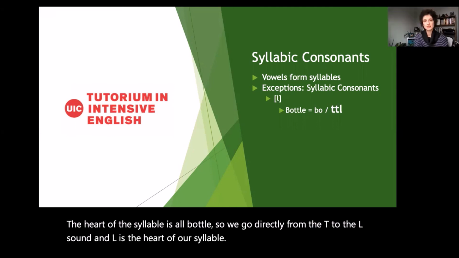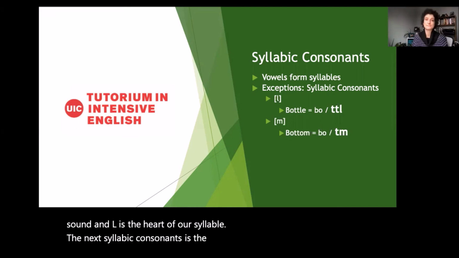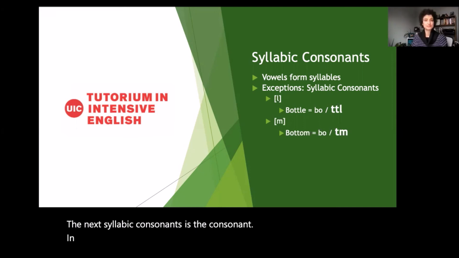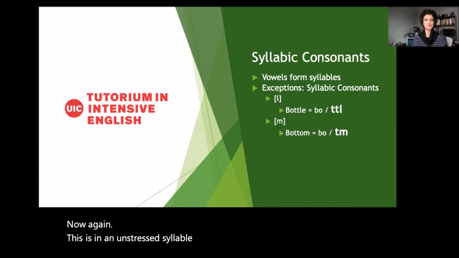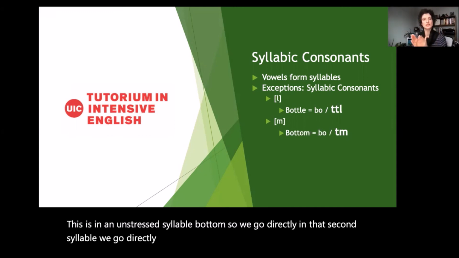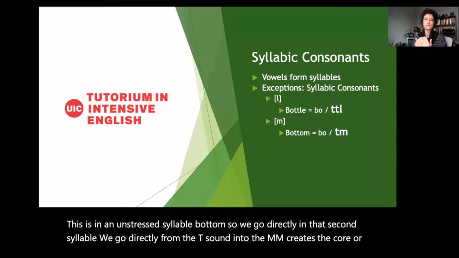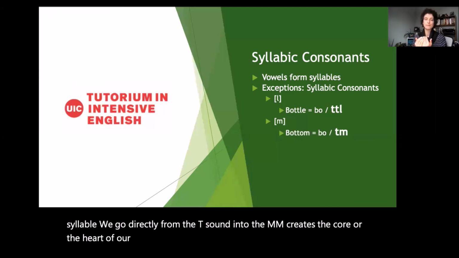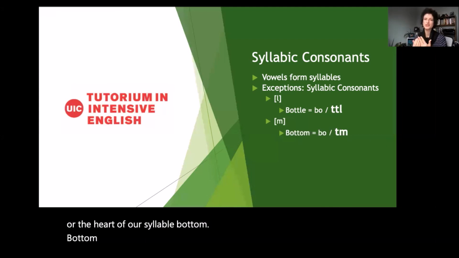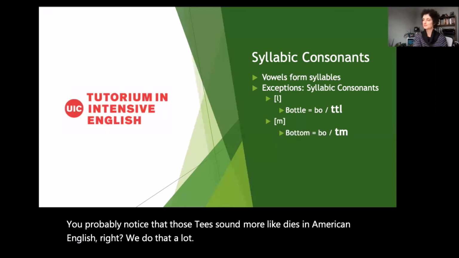The next syllabic consonant is the consonant M, like in the word bottom. Now again, this is in an unstressed syllable, ba-tum. So we go directly in that second syllable from the T sound into the M, and M creates the core or the heart of our syllable. Bottom, bottom. You've probably noticed that those T's sound more like D's in American English, right? We do that a lot, like in the word water.